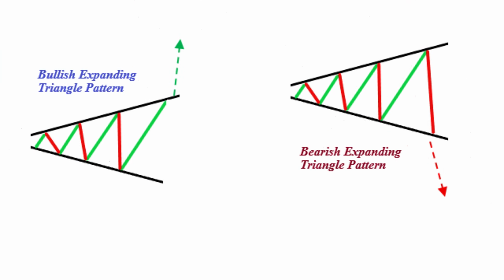Traders also encounter two variations of the symmetrical expanding triangle pattern. These versions are known as the bullish symmetrical expanding triangle and the bearish symmetrical expanding triangle. A break above the upper trend line points to a bullish version. A move below the lower trend line signals a bearish version. Direction comes from the breakout side.